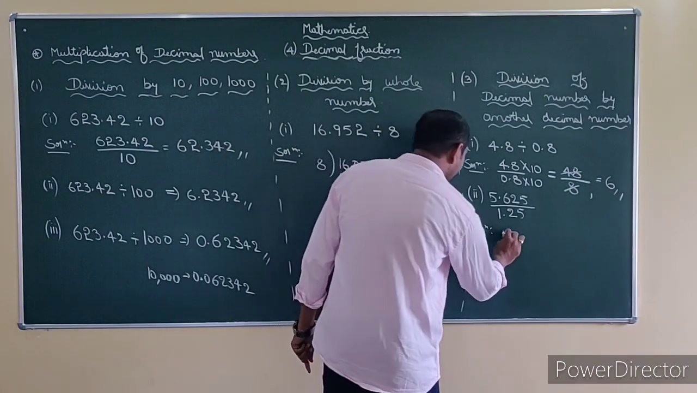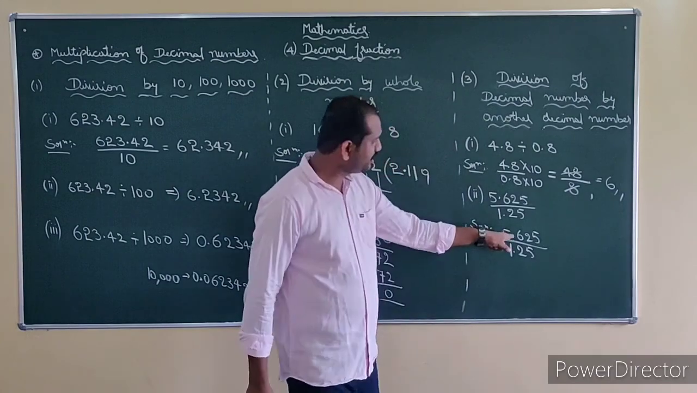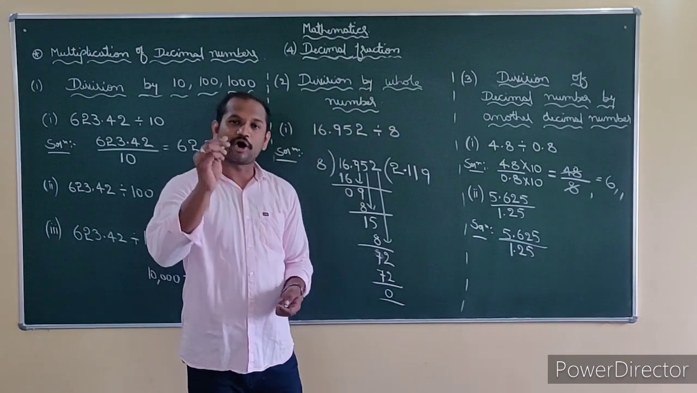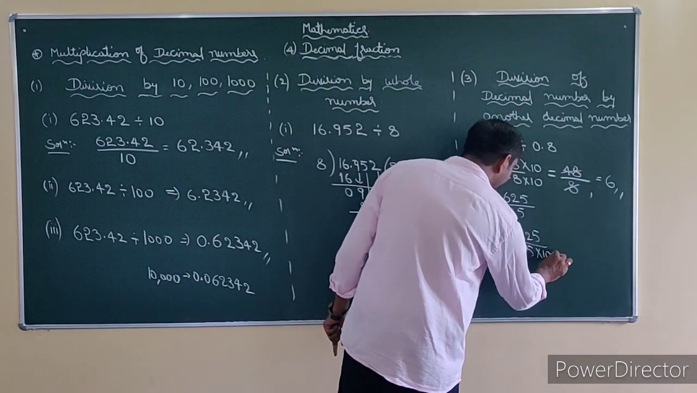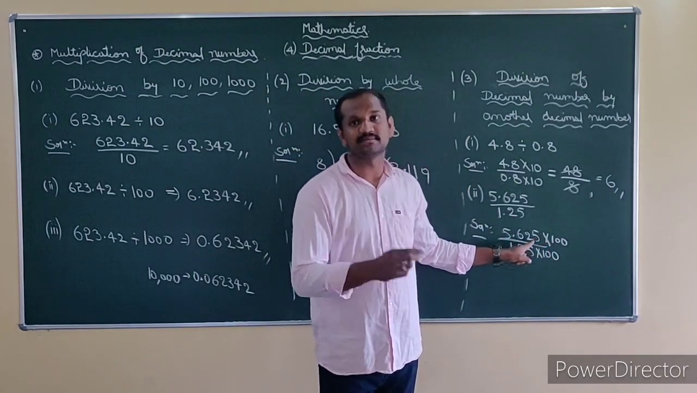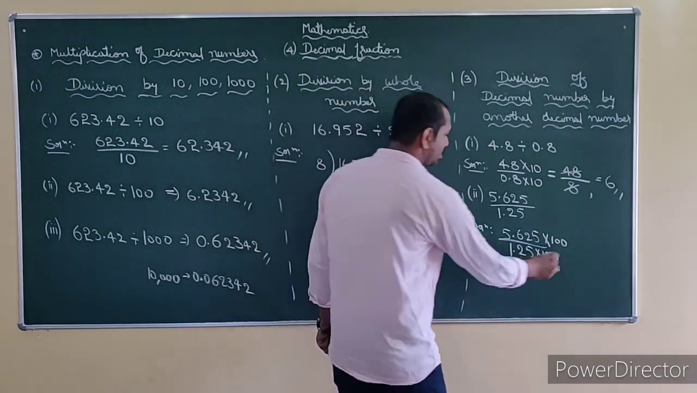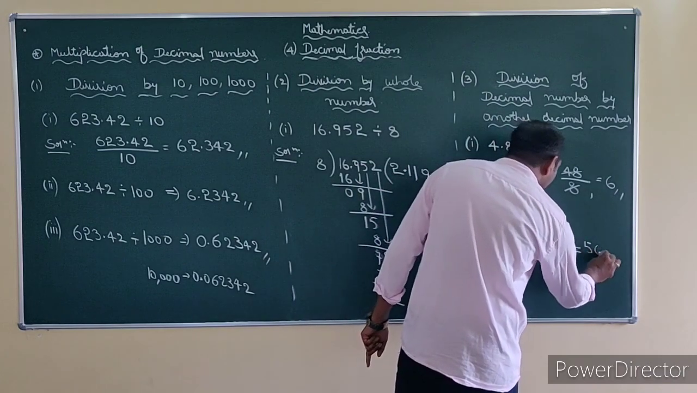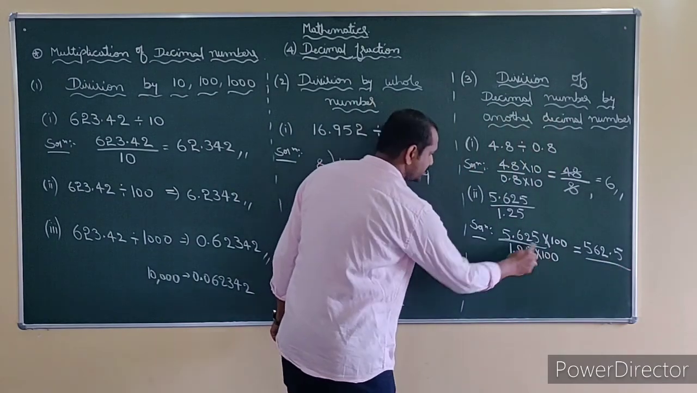Now tell me how to do 5.625 divided by 1.25. See, in the numerator we have 3 numbers after the decimal. In the denominator we have 2 numbers. Now what will you do? Always we should take the denominator as the reference. Now after the decimal we have 2 numbers, so multiply with 100. That only you have to multiply in the numerator also. In the numerator after the decimal there are 3 numbers, but you should not go with 1000. Whatever you are doing in the denominator, the same thing you have to do. Since 2 zeros, the point shifts 2 places, so 1.25 becomes 125.